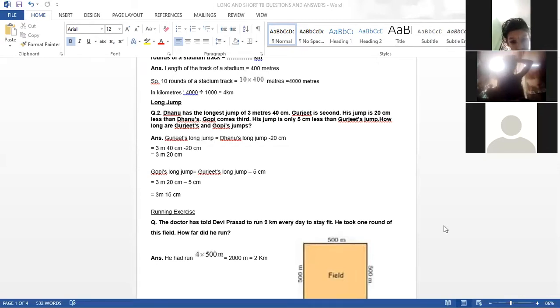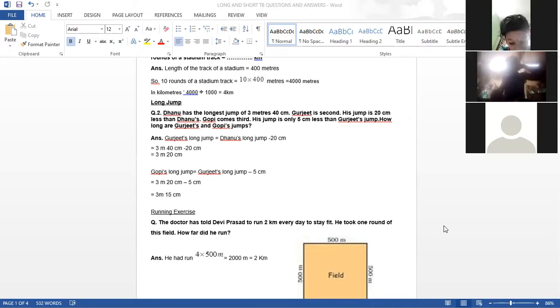Second question: Dhanu has the longest jump of 3 meters 40 centimeters. Dhanu, longest jump, she got the first prize. Gurjeet is second. His jump is 20 centimeters less than Dhanu. So how long is Gurjeet's jump? 3 meters 40 centimeters minus 20. The distance he jumped is 20 centimeters less than the first prize.